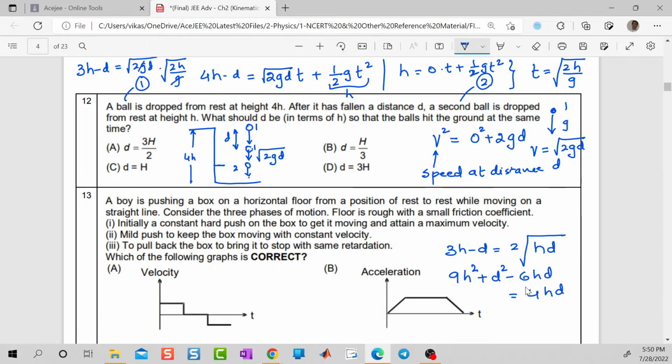Okay, so the quadratic equation in d that we have is d square minus 10hd plus 9h square equals 0. So let's quickly use our knowledge of quadratic equations to find the answer. So minus b plus minus square root of b square, so 100h square, minus 4ac, that is 36h square.